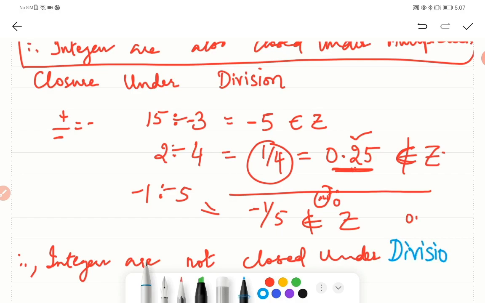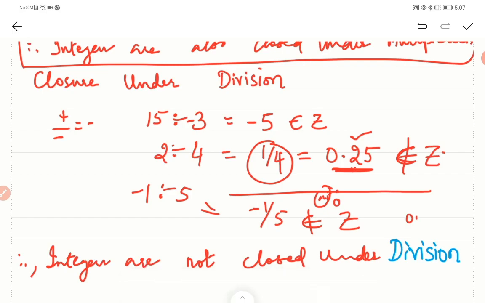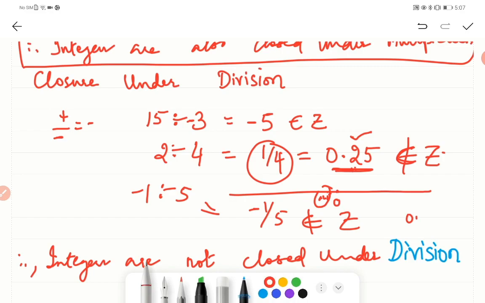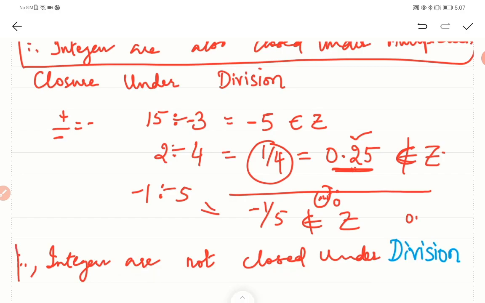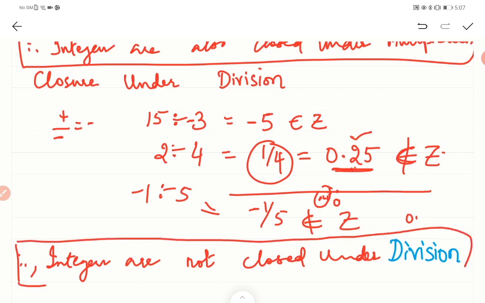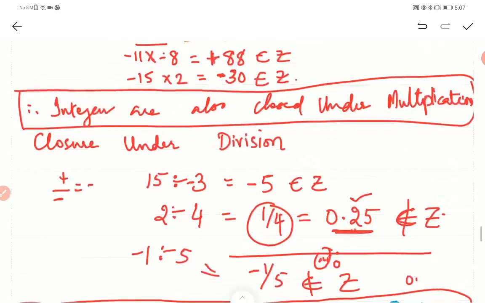So let's stop here, students. In the next video I will go through the other properties, and our next property is your second, commutative property. I hope we can complete those properties in the next video.